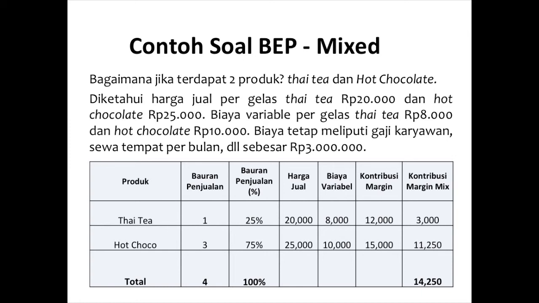Now, how about hot choco? 75% multiplied by 15,000, so you get 11,250. This is the contribution margin mix. You have to add those two up to get 14,250 rupiah. That is the contribution margin mix of both the Thai tea and the hot choco.